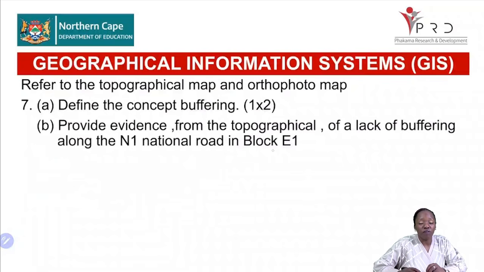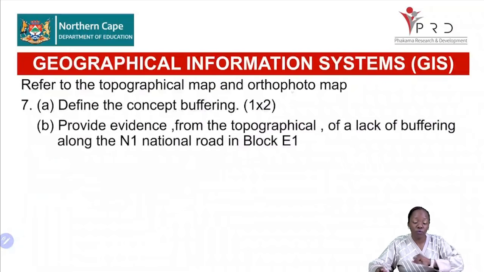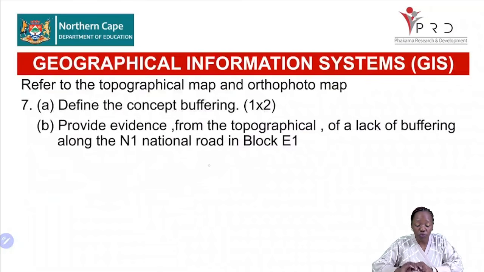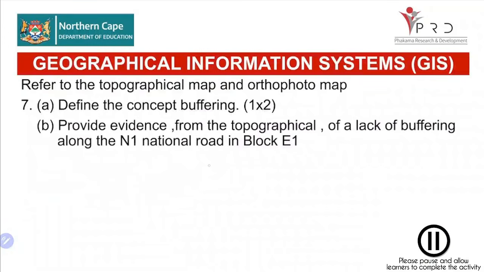So I'm going to give you another 3 minutes. In those 3 minutes, you then answer your buffering definition as well as give the evidence from the topographical map that there is a lack of buffering along the N1 national road in block E1. Remember, you are not looking at the whole map or the whole N1 road, but specifically at block E1. Then, after 3 minutes, we will proceed to the corrections.